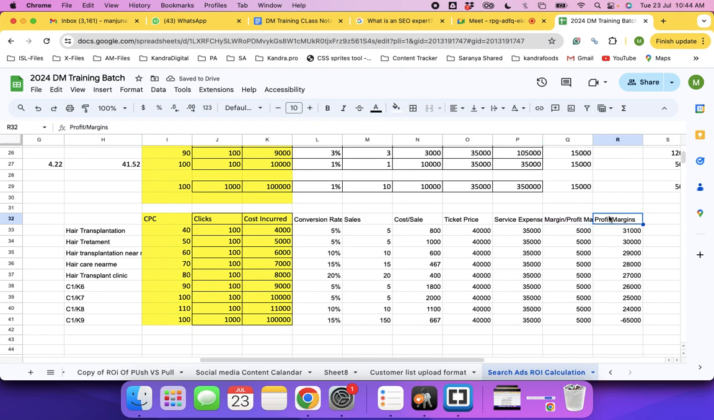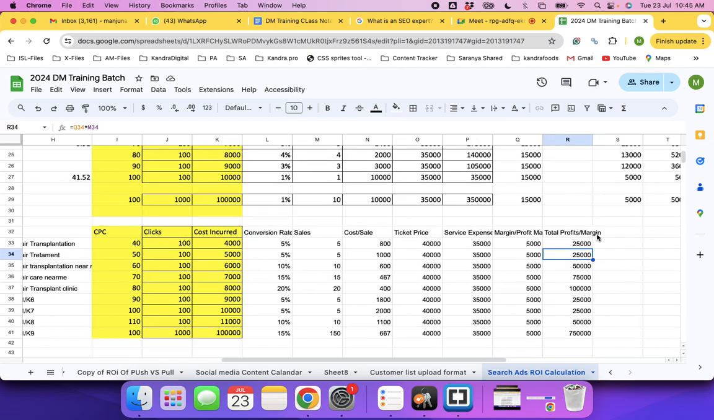Okay. Now this will be ROI, return on investment. So how much have you invested? So our total profits or margin is equal to 5,000 into number of sales, correct? Clear right here up to here, everybody? See, per sale they are making a profit or margin of 5,000 rupees. Now for 5 sales they will make 25,000, correct? Up to here it's clear, right?